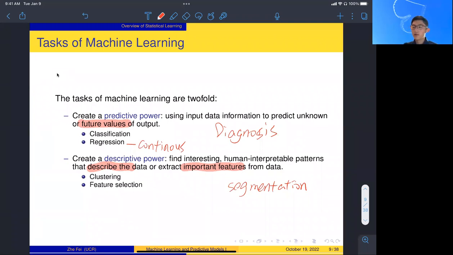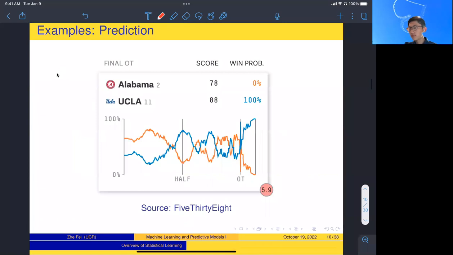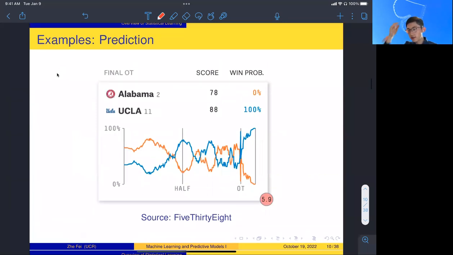So these goals we want to separate, as they are very different goals. But most times we try to find models that work towards both goals. We want the model to have good predictive power, and sometimes we want the model to also have good descriptive power as well. So a few more examples, just for us to understand the tasks here.